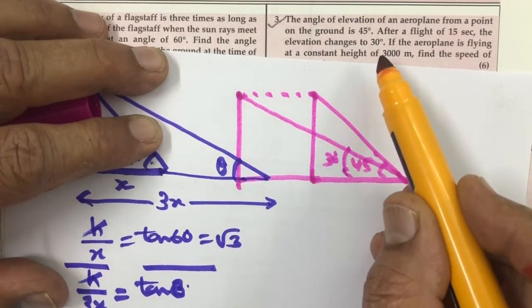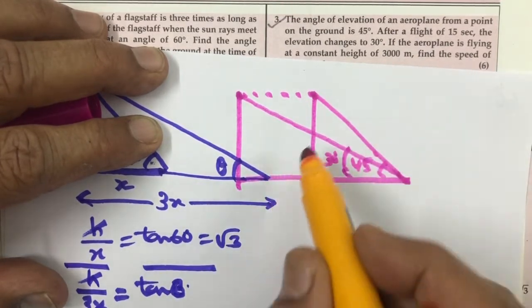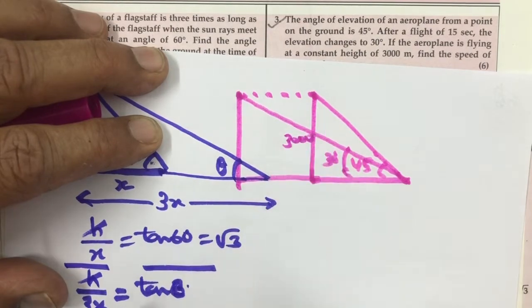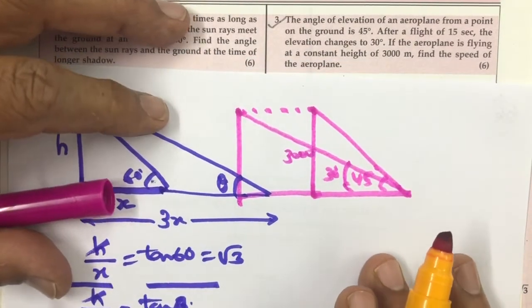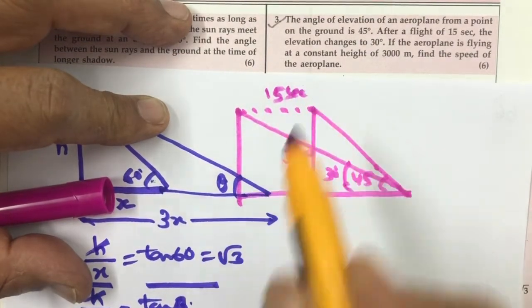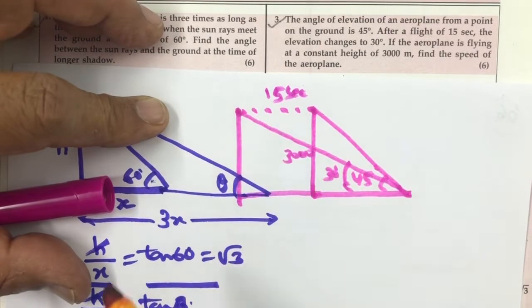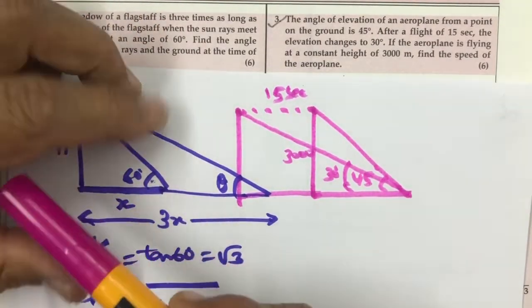The elevation changes to 30 degrees if the aeroplane is flying at a constant height of 3000. This height is 3000 meters. Find the speed of the aeroplane. We want to calculate in 15 seconds, what is the distance traveled by the aeroplane? Very good question. It has come in boards many times.